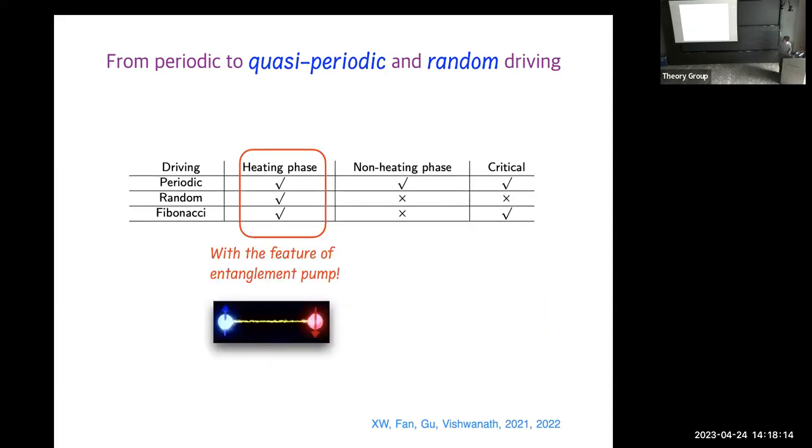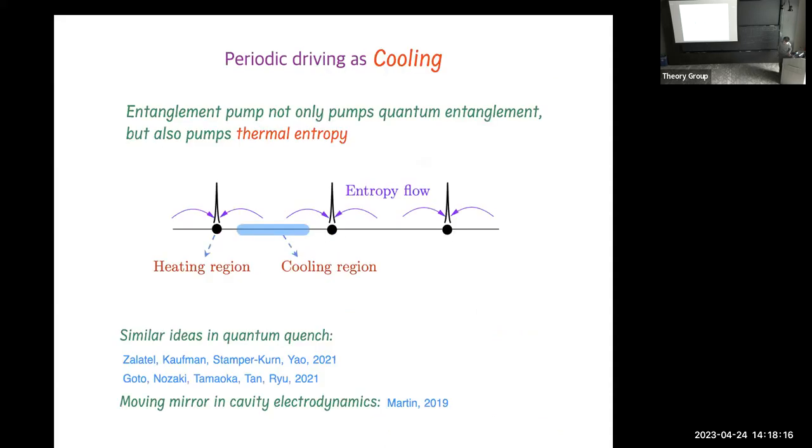Okay, I will move quickly to the cooling part. Just now we have introduced the basic setup of the Floquet CFT. We want to use this setup for cooling. What we mean is this: if your system is initially prepared at a finite temperature, there is both quantum entanglement and also thermal, classical correlation.